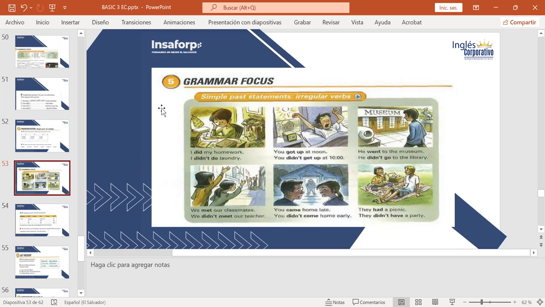What happened to the irregular verbs? With the irregular verbs, the thing is that they're going to change their base form. So the past of do is did. The past of get up is got up. The past of go is went. The past of meet is met. The past of come is came. The past of have is had. Understand?